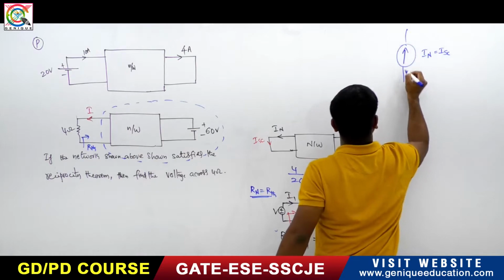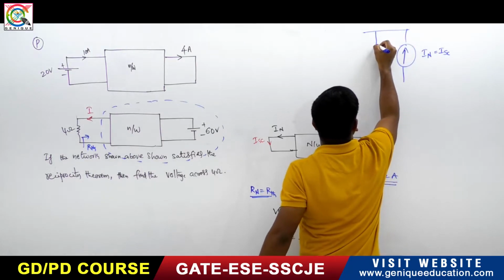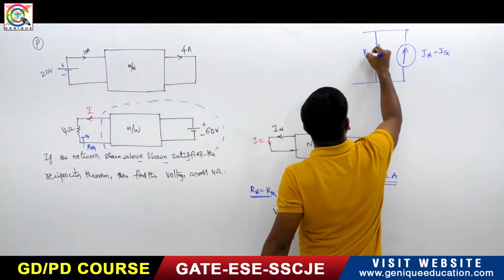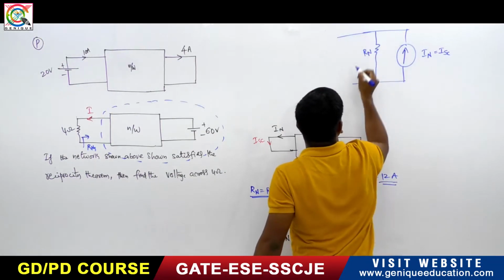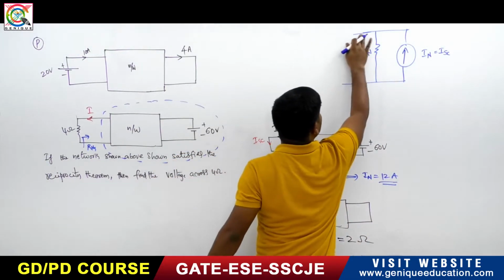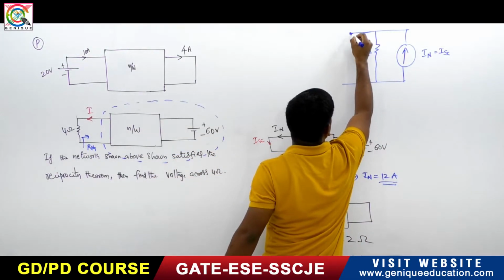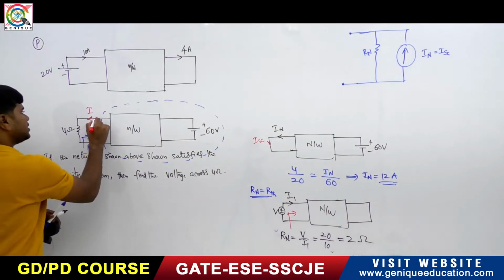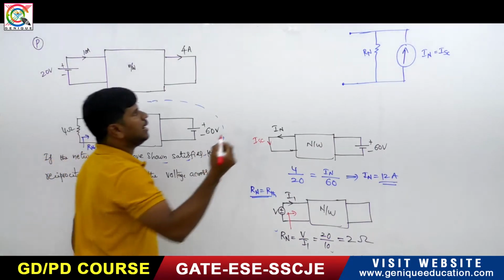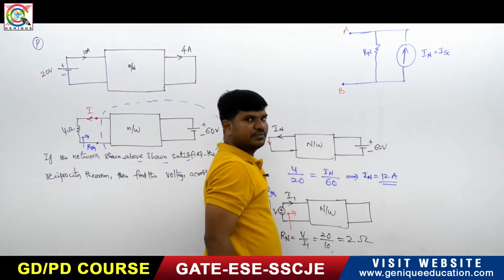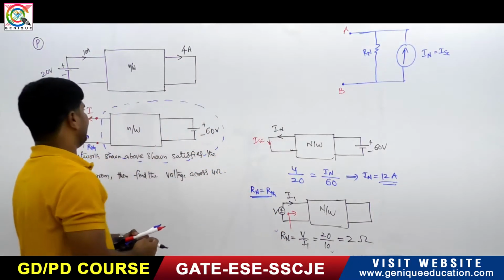One current source in parallel with one resistance. This is the point you have to observe. So this entire network can be replaced by one current source in parallel with the resistance. Let us suppose these are the 2 points A and B. I am taking the 2 points A and B here.